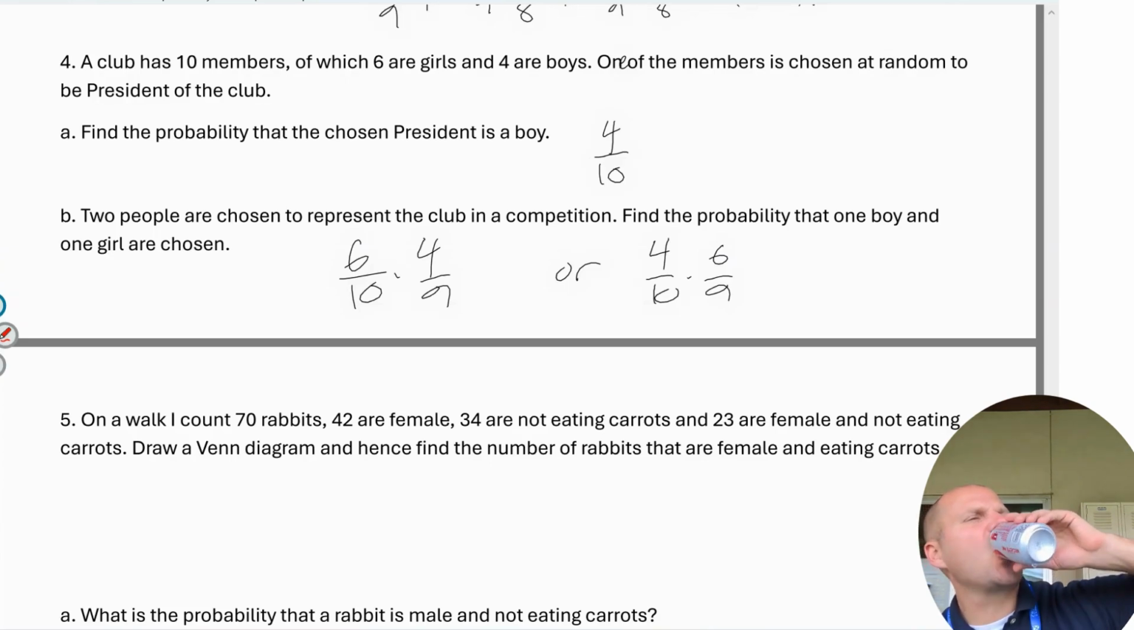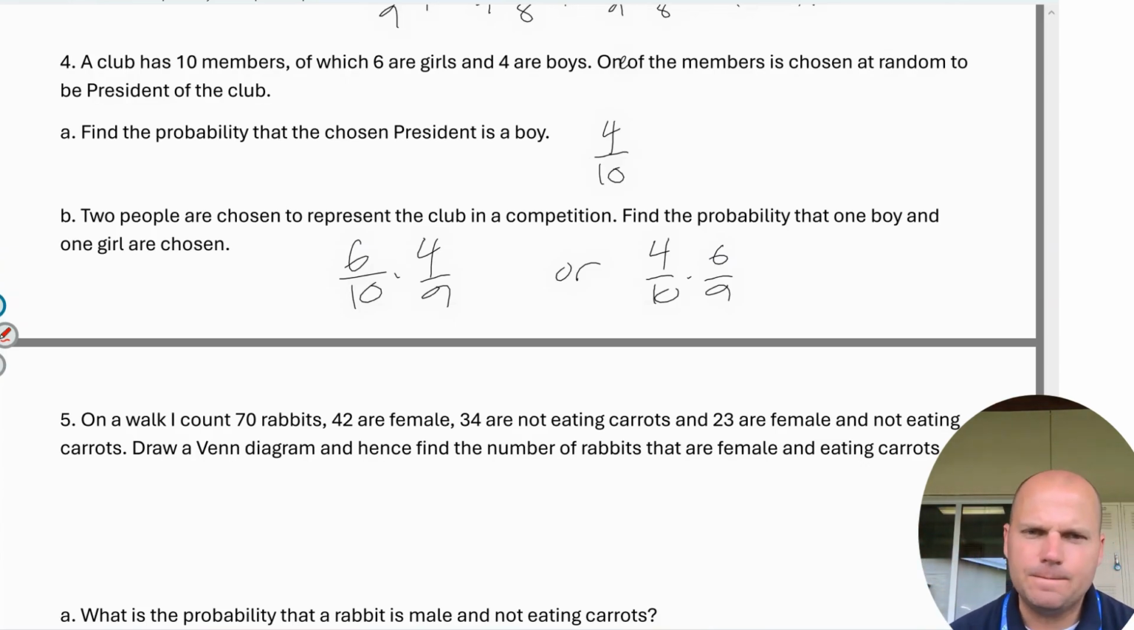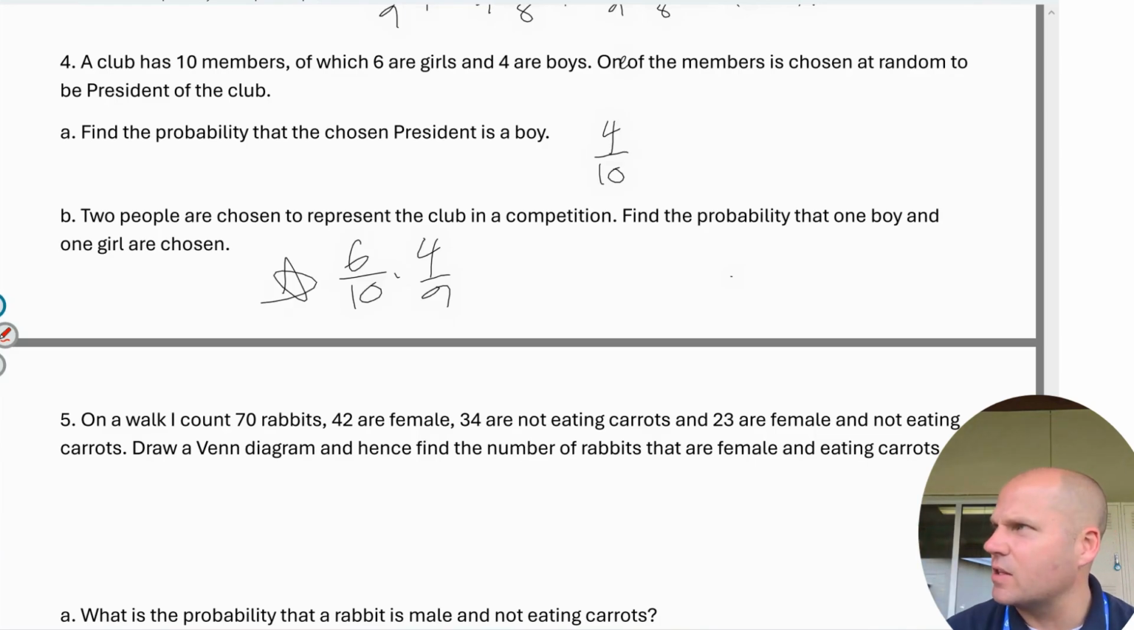Do we have to add those from here? These two things are the same. So first or second actually doesn't matter because it's going to be the same numbers. I don't have to worry about adding the two. Or do I? Let's think about this. Girl, boy. Girl, boy. Girl, boy. Girl, 6/10.